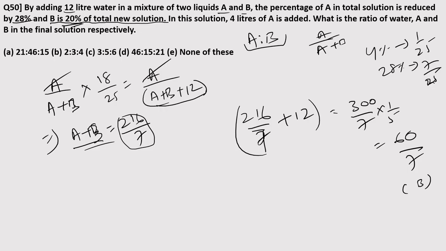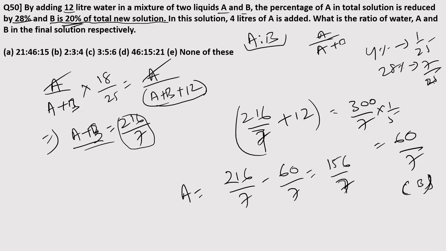Fine guys. Now if B is 60 by 7, can I say A equal to 216 by 7 minus 60 by 7, right? This is coming out to be 156 by 7. Fine. Okay, now I got A, I got B. Now I can find the answer itself.